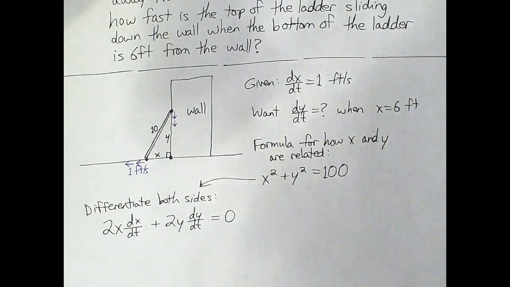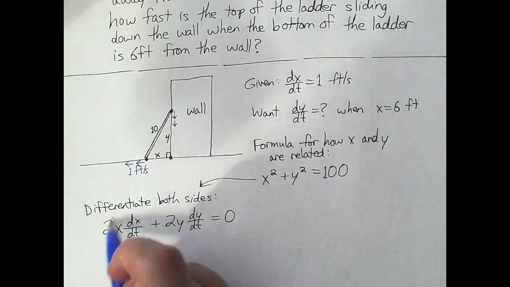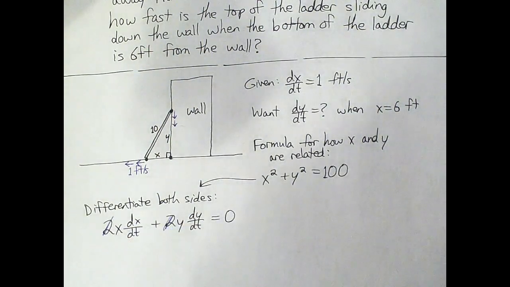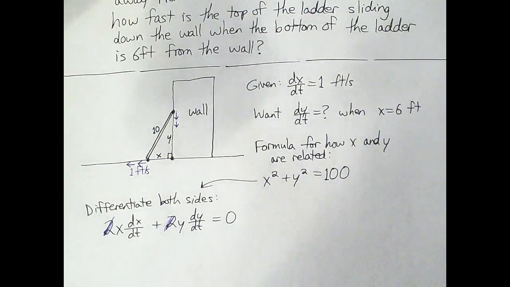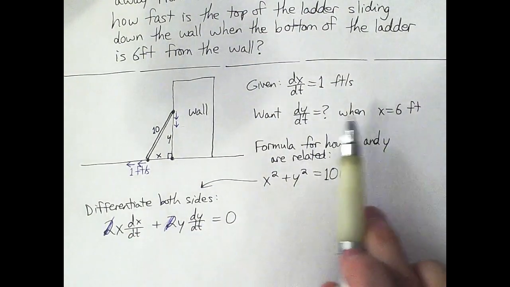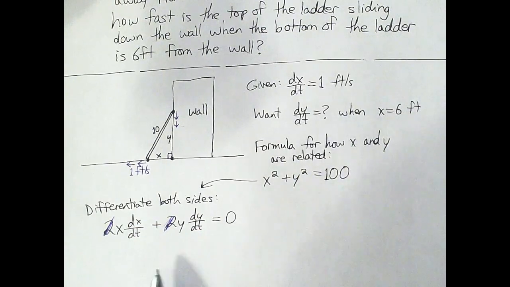We could simplify this a little, right? Let's just divide everything by 2. Let's cancel the 2's. Divide left and right side by 2, and you just get rid of those. So that's good. What are we trying to find? dy dt equals question mark. So can we solve for dy dt?